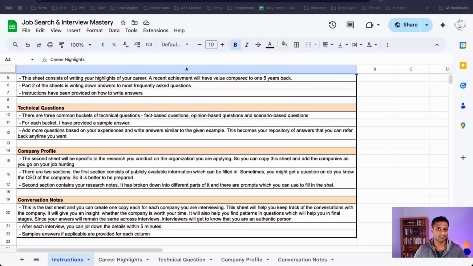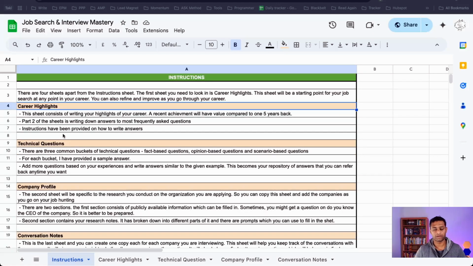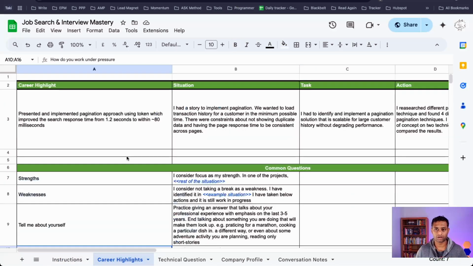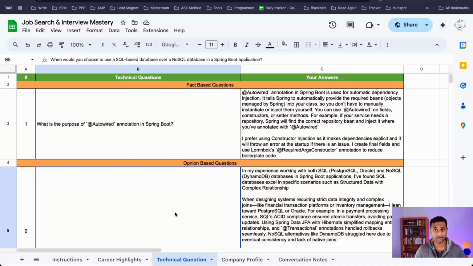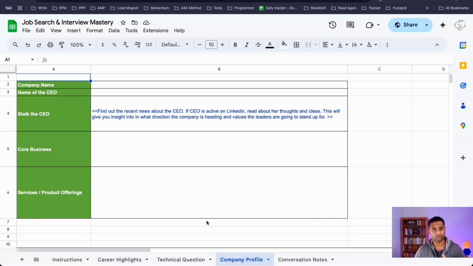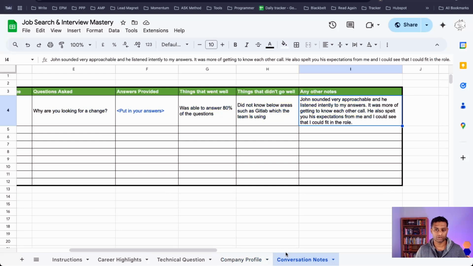So the first sheet is the instruction sheet. This is just so that you can refer to it at any point of time, rather than going through the video. But I'll go through it. The instruction sheet talks about all the four key sections. First section is the career highlights, which is what you have done and you have put in your resumes. The second is on the technical questions. Third is the company profile, and the last one is the conversation notes.